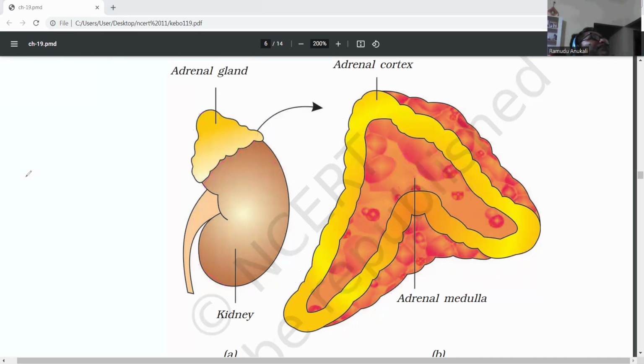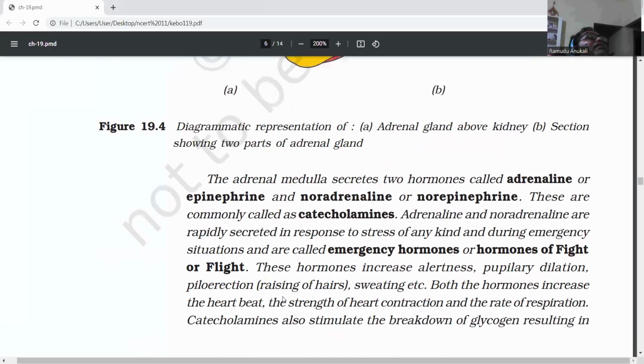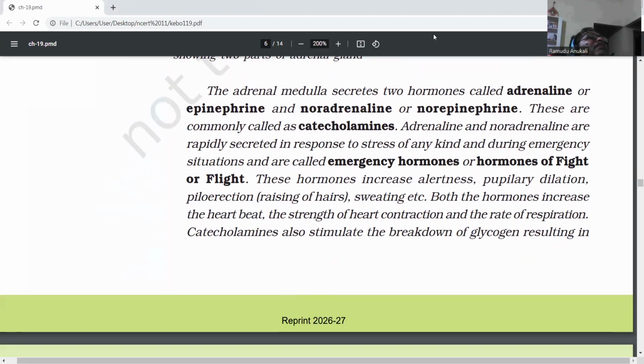Let us discuss first the adrenal medulla, which is located at the center portion of the adrenal gland. It secretes two hormones called adrenaline, or epinephrine, and noradrenaline, also called norepinephrine. These are commonly called catecholamines.